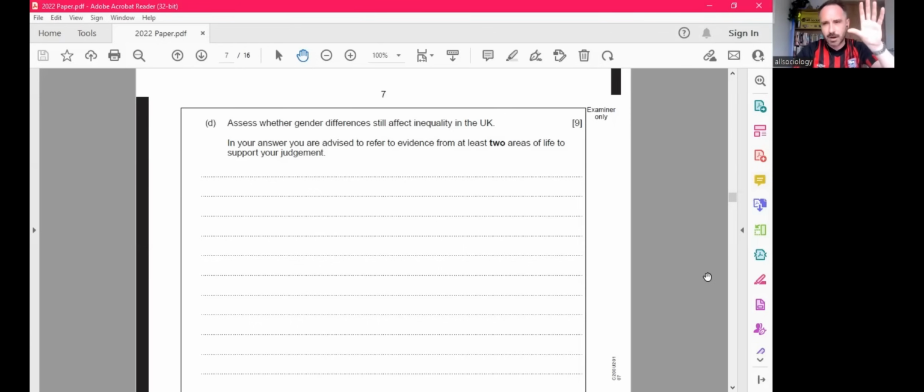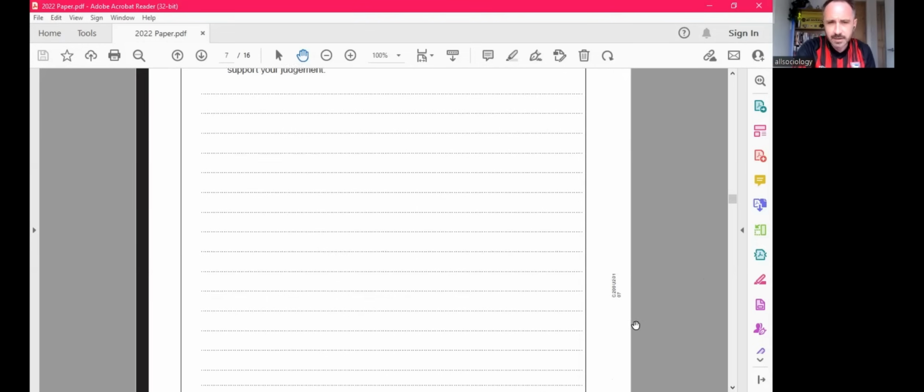So both of my paragraphs are going to say, yes, gender differences affect inequality in the UK, but the first one is going to be about education and work primarily, and the second one's going to be about inequalities in the home. Okay, so let's move through this.